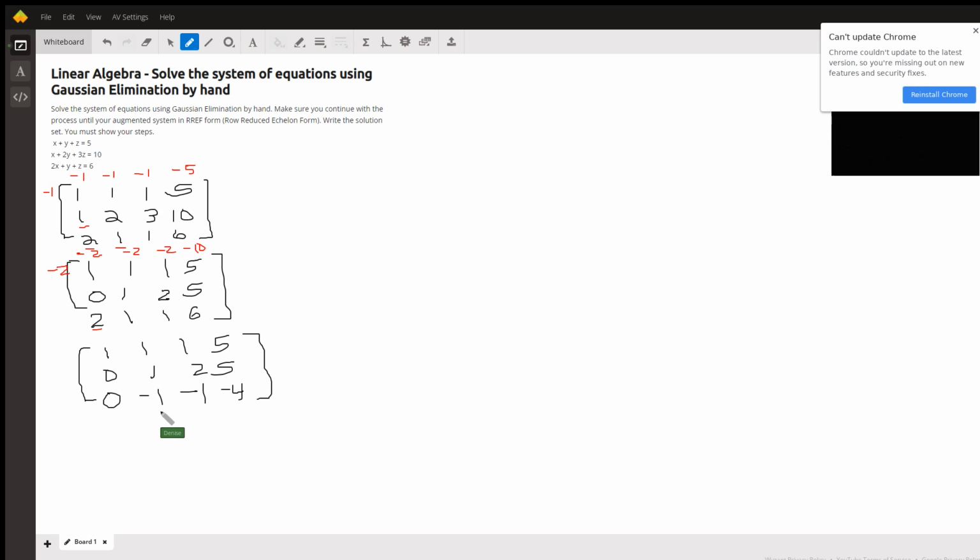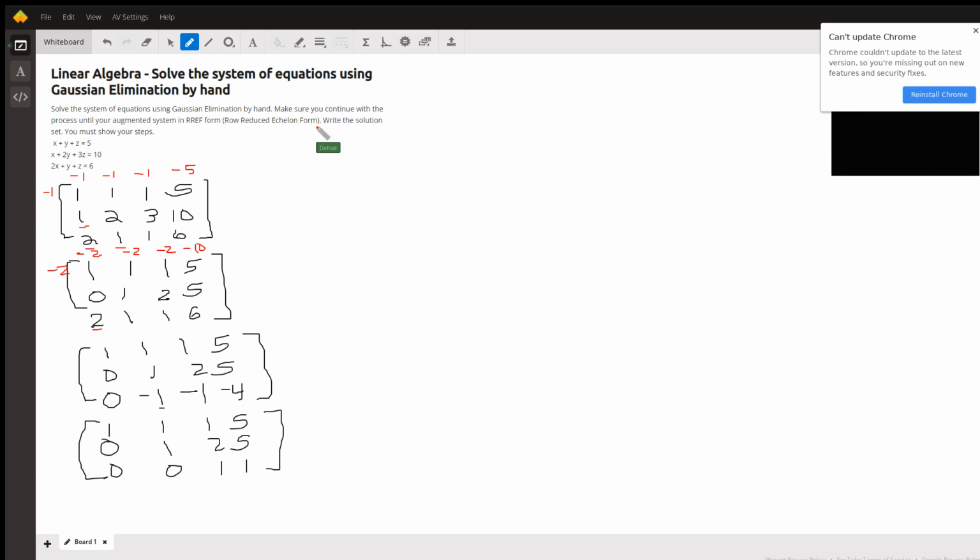Okay. Next, I'm going to get a 0 here. So you'll notice if I add rows 2 and 3 together, that gives me a 0. So I don't really need to do anything there as far as multiplication goes. So I'm going to repeat the first two rows and then add these together. So I get 0, 0, 1, 1.